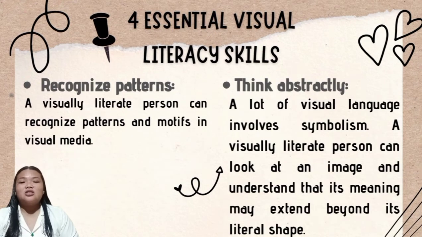The next one is to recognize patterns. A visually literate person can recognize patterns and motifs in visual media. And lastly, think abstractly. A lot of visual language involves symbolism. A visually literate person can look at an image and understand that its meaning may extend beyond its literal shape.